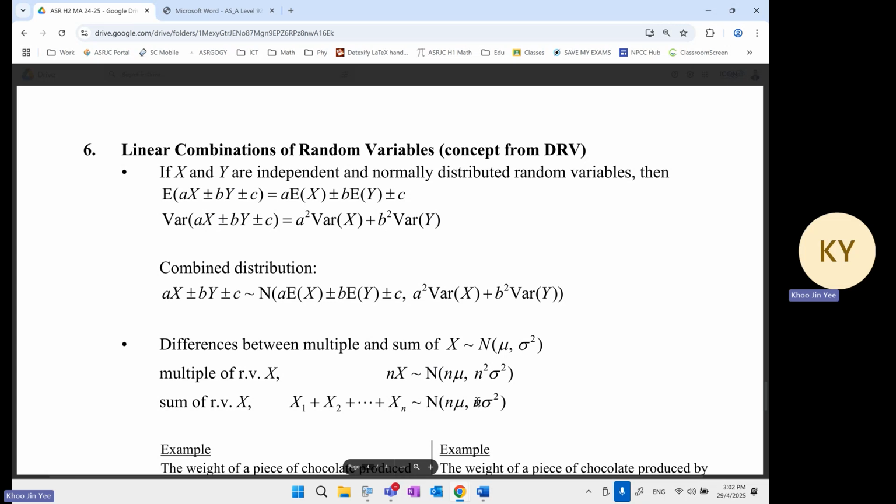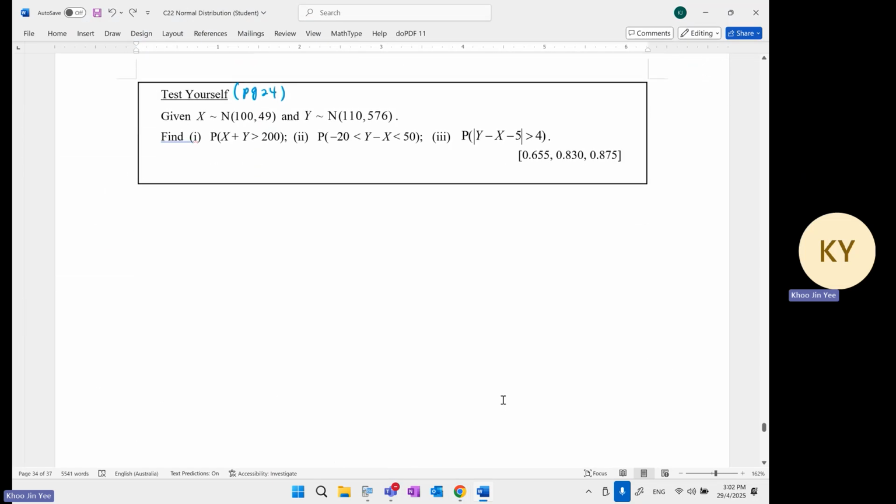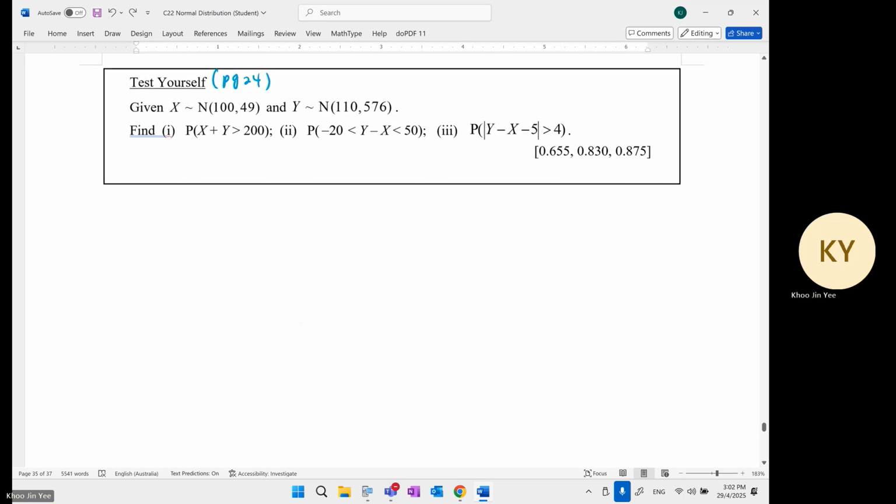Total will be n times of the original variance. So the distinguishing factor is this n square and n. Before we head to this, let's quickly look at page 24 first. Okay, 24. Let's do some calculation.